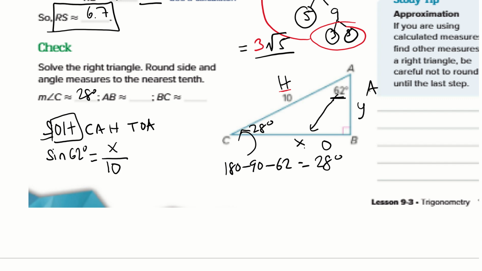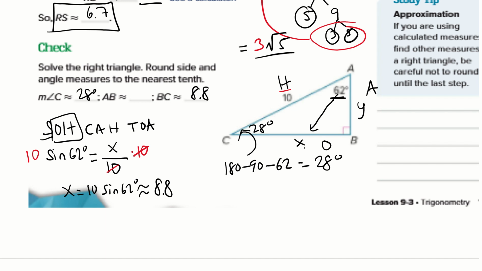Get rid of that 10 by multiplying both sides by 10, and then do this on the calculator. 10 sine of 62 degrees is approximately 8.8. So we have 8.8 approximately for BC.